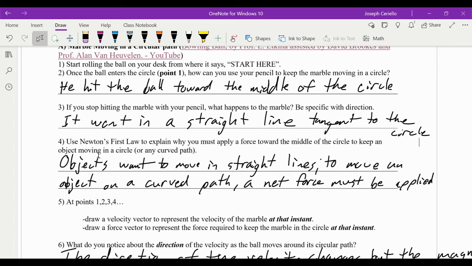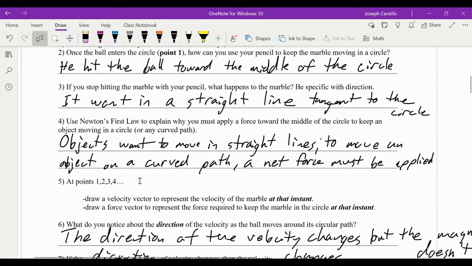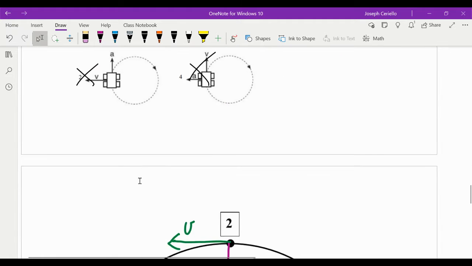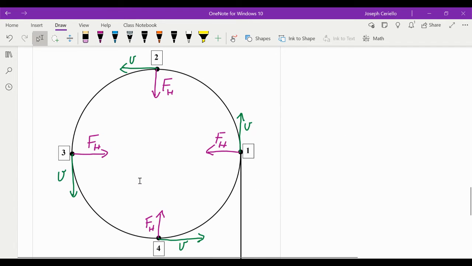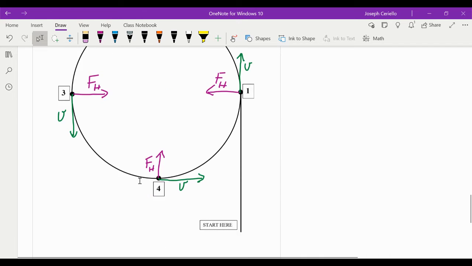So looking at that diagram on the back page, let's draw velocity and force vectors at those instants 1, 2, 3, and 4. If it were moving in a counterclockwise circle, velocity would always point tangent to the circle in a straight line, and the force of the hammer would always point towards the middle of the circle.